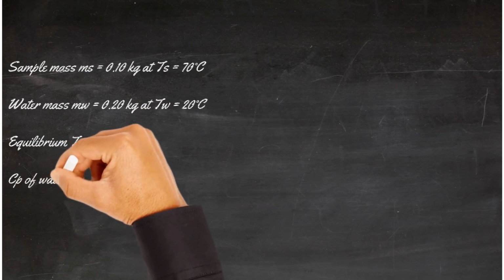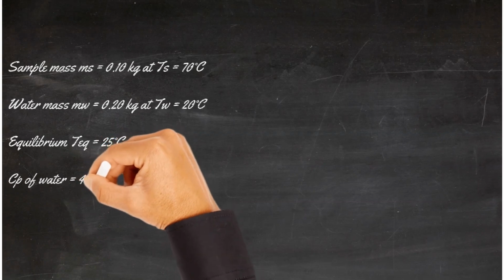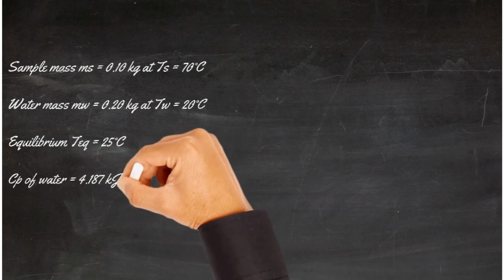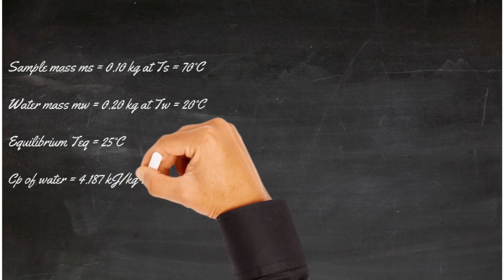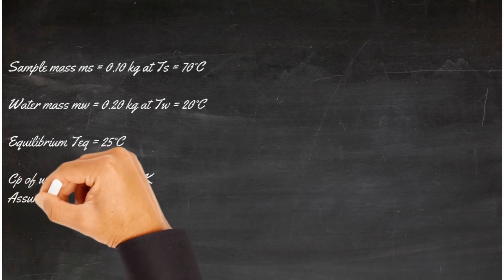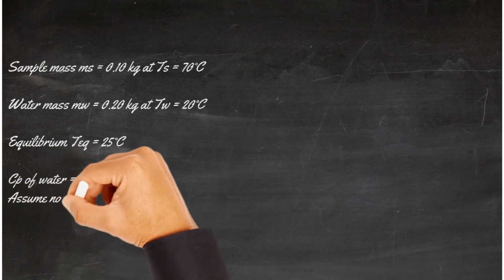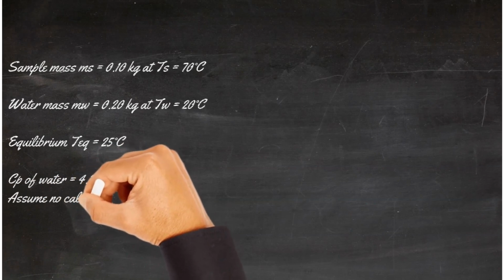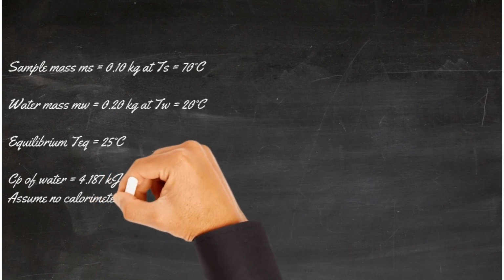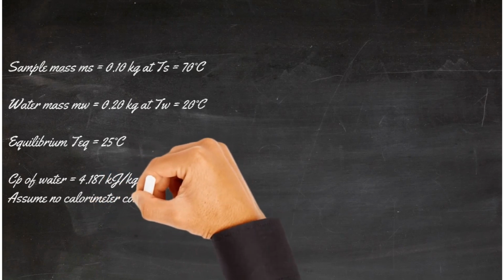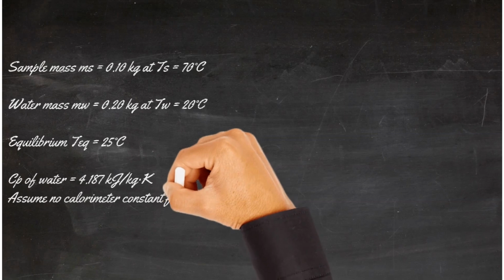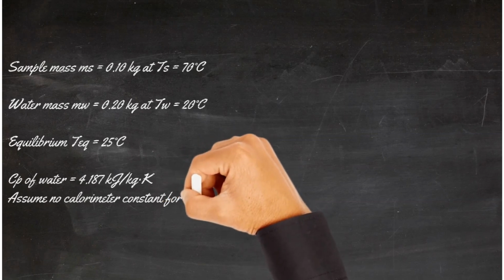First, look at the water. The water started at 20 degrees Celsius and ended at 25 degrees Celsius. So the water warmed up by 5 degrees. Now look at the sample. The sample started at 70 degrees Celsius and ended at 25 degrees Celsius. So the sample cooled down by 45 degrees. We will use the known specific heat of water, which is approximately 4.187 kilojoules per kilogram per degree. For simplicity, we assume no other heat loss and no calorimetric constant.